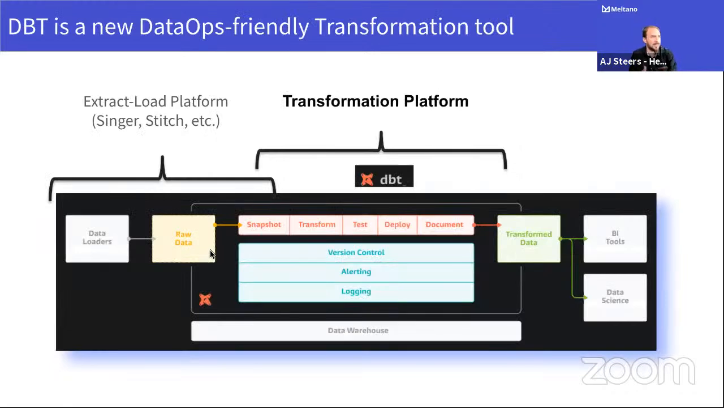So jumping in, just a quick recap. You saw this slide before, but I'm going to recap just a few things. On the left-hand side, we have the extract and load platform. Singer, in the case of Meltano, is the tool used for extract and load. We land data in this raw zone. We're going to skip over the snapshot topic for now, but dbt does have this feature for snapshotting. We've talked about transforms. We're going to talk about tests. Deployment and documentation are the other critical aspects here. We'll talk more about the deployment scenario in the later session this afternoon, and documentation we'll cover in just a second. The final output of that is our transformed data, which can be consumed by BI tools, data science, et cetera. Built into the stack is version control.